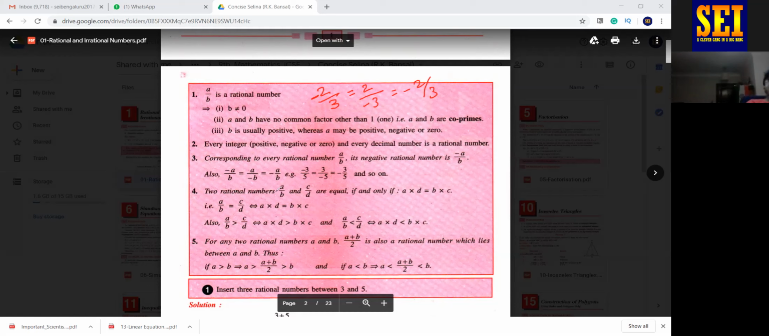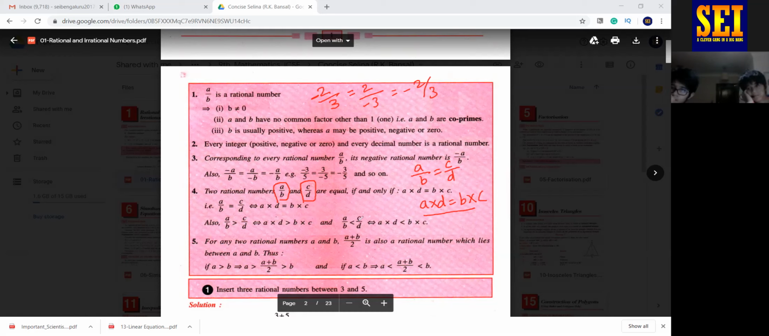Another one. Two rational numbers: a by b is one rational number, c by d is another rational number. Both are equal, which means a by b is equal to c by d. In this case, do cross multiplication. a into d is equal to b into c. Now, a by b is greater than c by d, which means a into d is greater than b into c. Clear? a by b is greater than c by d means cross multiplication: a into d is greater than b into c.